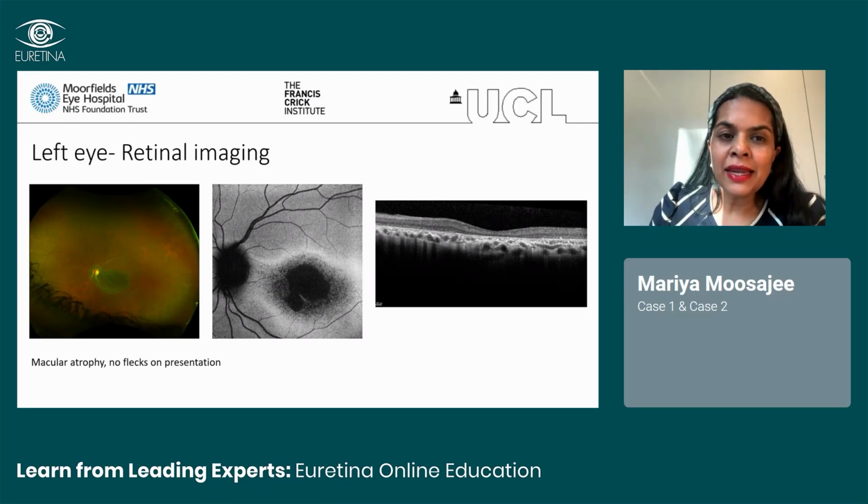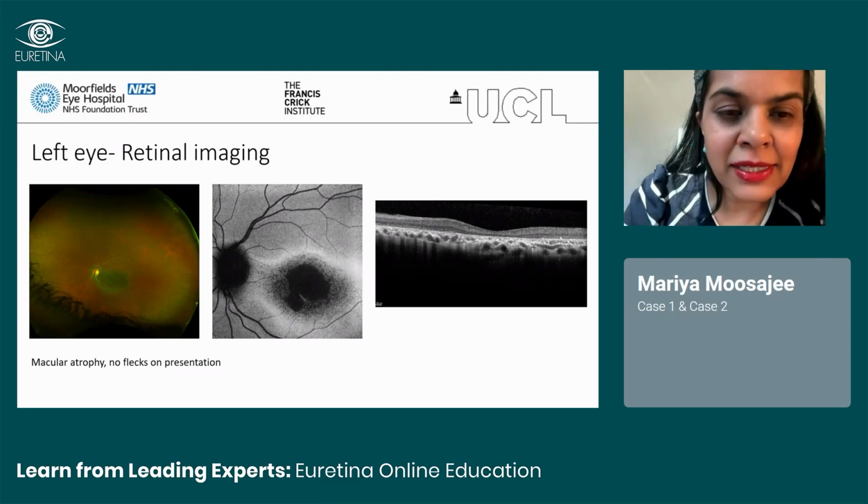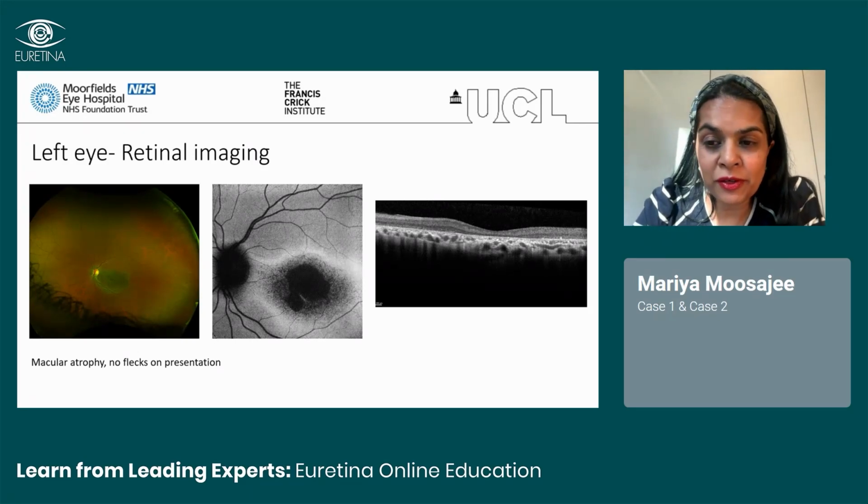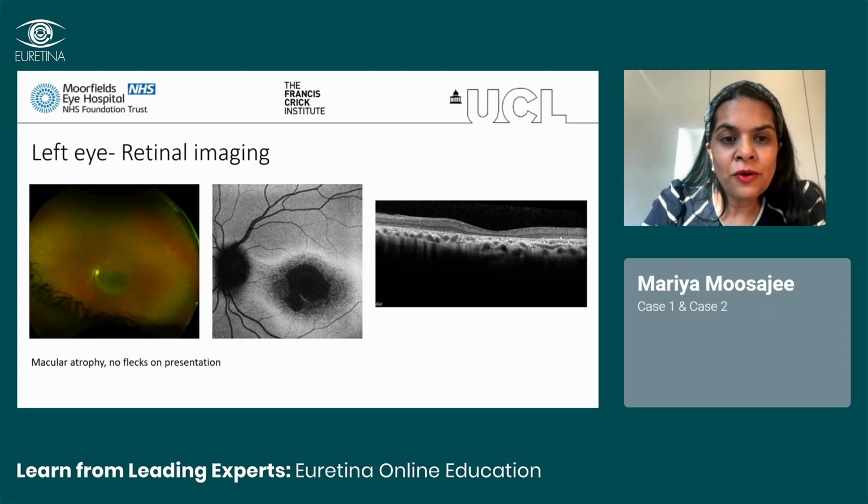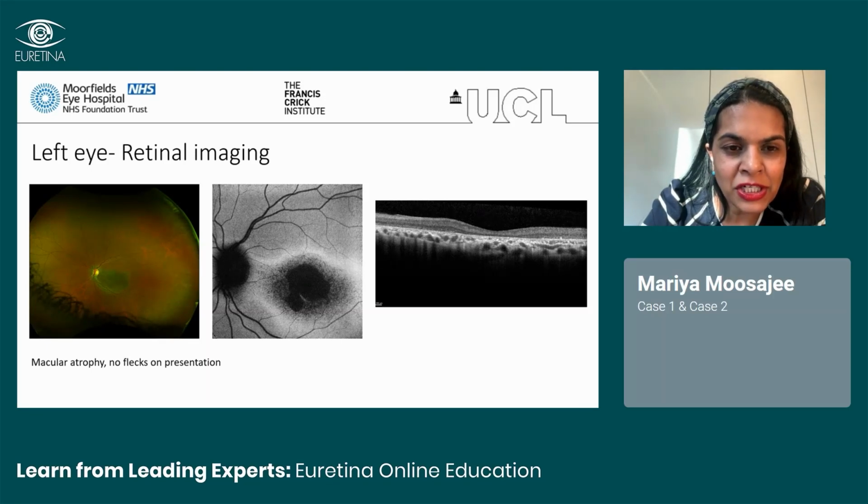So again, this is her left eye, and the left and right eye were both quite symmetrical. So on the fundus imaging, you can see an area of macular atrophy, of RPE change. There are no obvious flecks, though, around the macular region, and the periphery looks quite healthy.